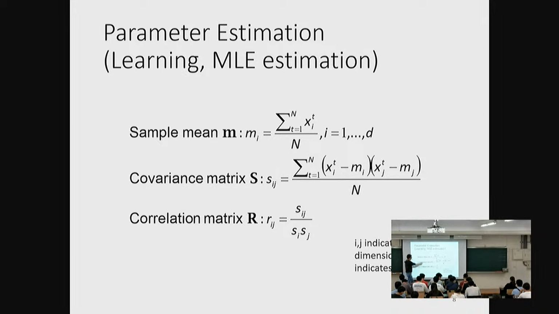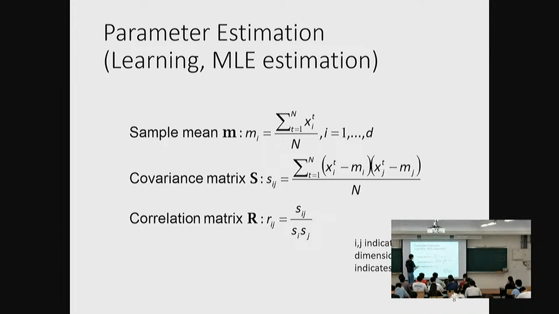The mean is very simple. Sum up all the samples you have collected, divide by n, and you get a mean vector. It's the sample mean, the average. You go out and collect data, each data point has d-dimensional features, and you just average them. That becomes your mean vector.